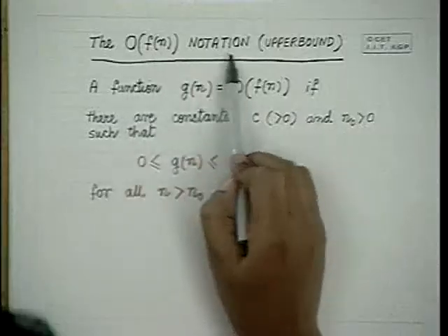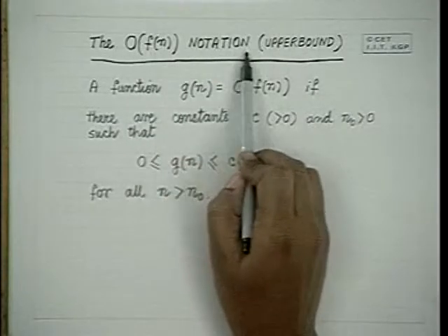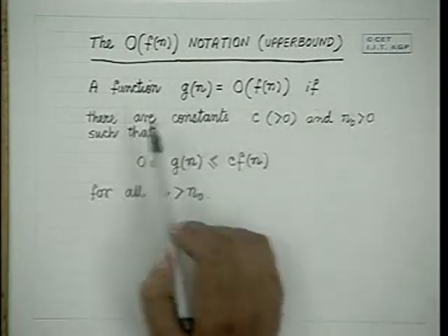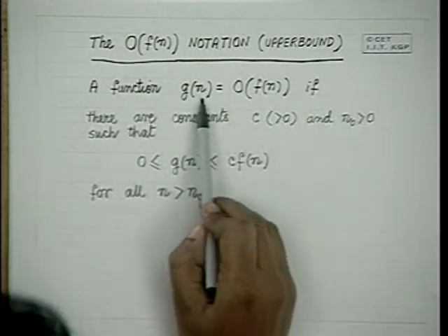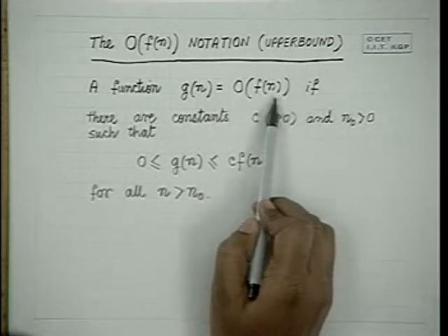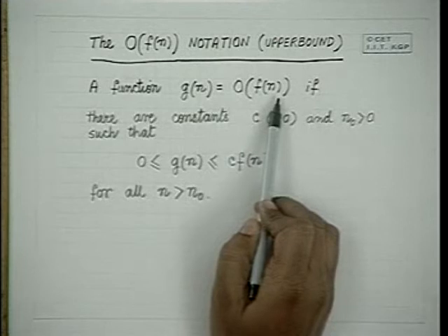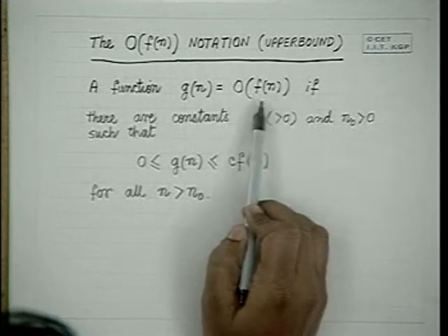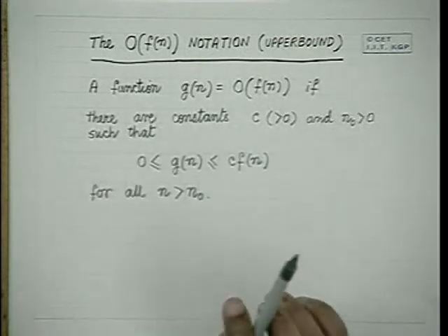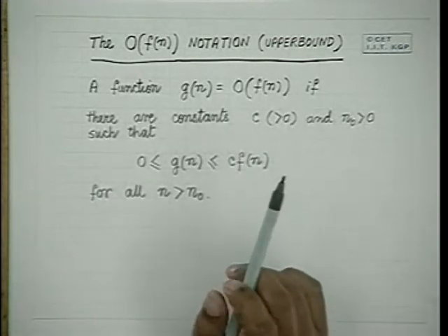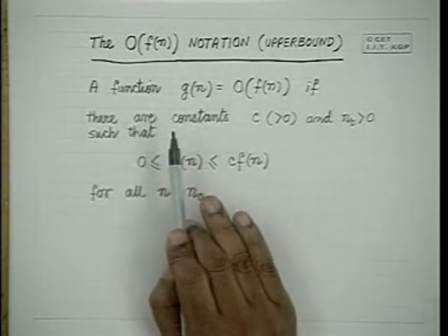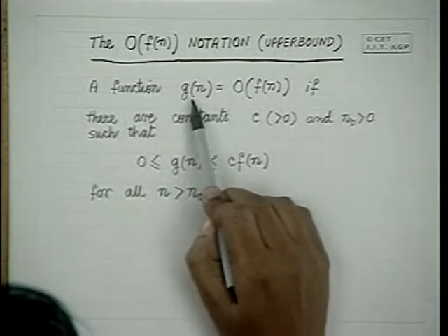The O notation, O of F(n), is called the asymptotic upper bounding function. A function G(n) is equal to O of F(n). Given two functions F(n) and G(n), both asymptotically positive, that is, beyond a certain n both of them are always positive and never become negative. We always work on asymptotically positive functions; we do not work on anything else.